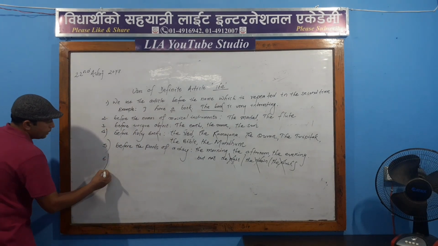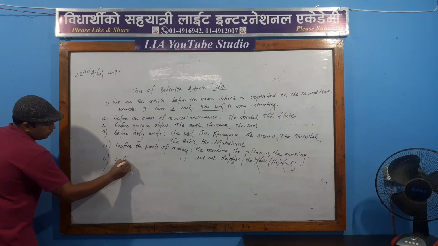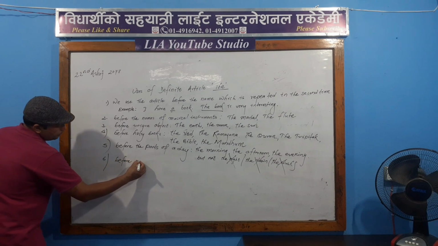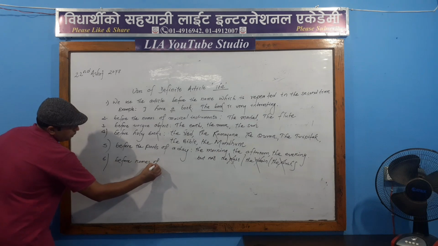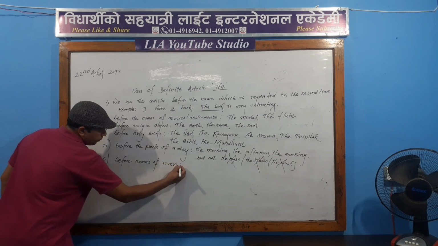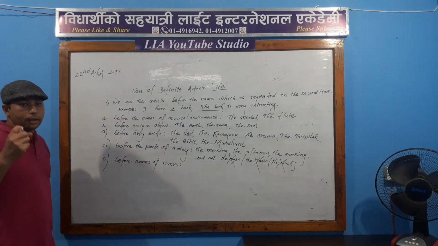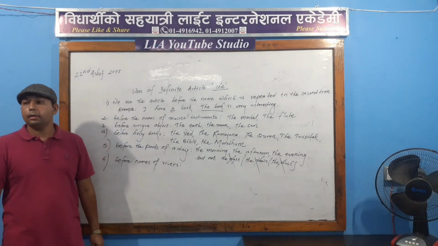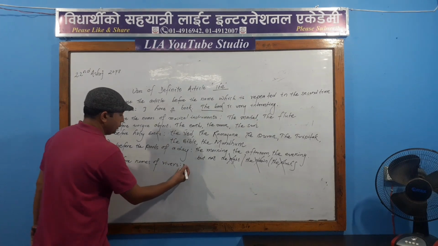Number 6. Before names of rivers, generally bigger rivers. Which is the longest river in the world? The Nile. Very good.